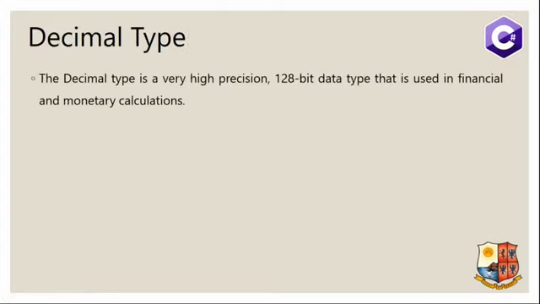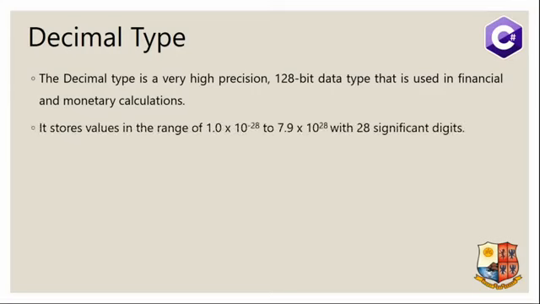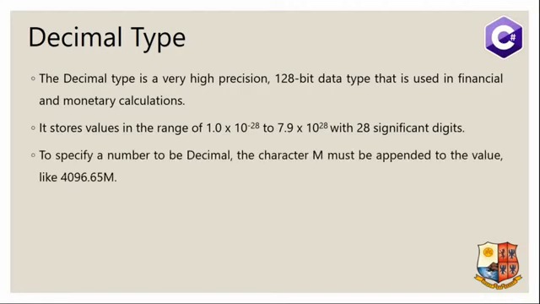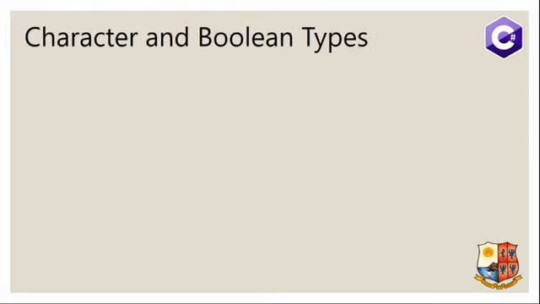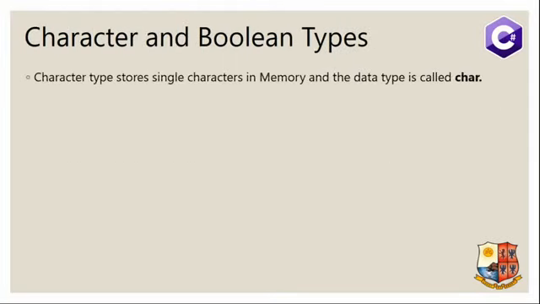Decimal type. This is if you want a high precision. After the dot, how many numbers you can have? It has a 128 bit data type. It is used in monetary calculations and financial calculations, with 28 significant digits. You need to mention the letter m after the number, otherwise it's considered as double. That's a decimal.